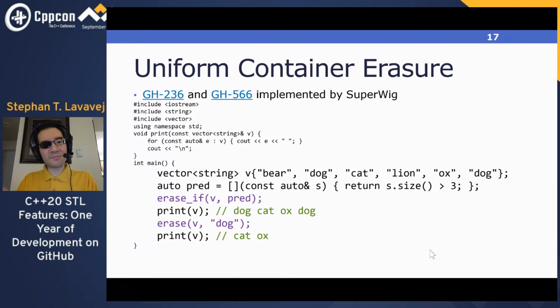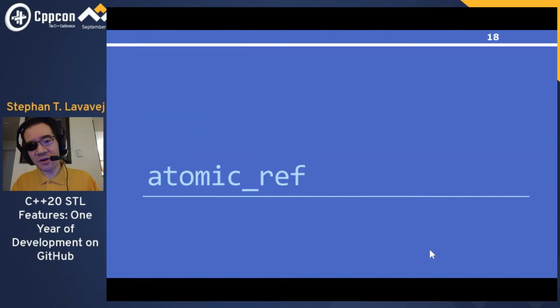So this is simple, and it is uniform. It works with all of the containers. There's one twist with the associative containers where only erase_if is provided to avoid confusion. There's a bonus slide explaining that. But in no case is it going to compile and then accidentally do quadratic behavior, or compile but not erase all the elements you want. So that's the uniform container erasure feature in C++20.